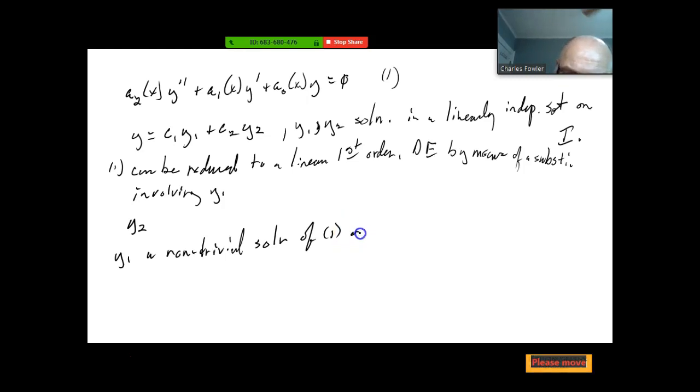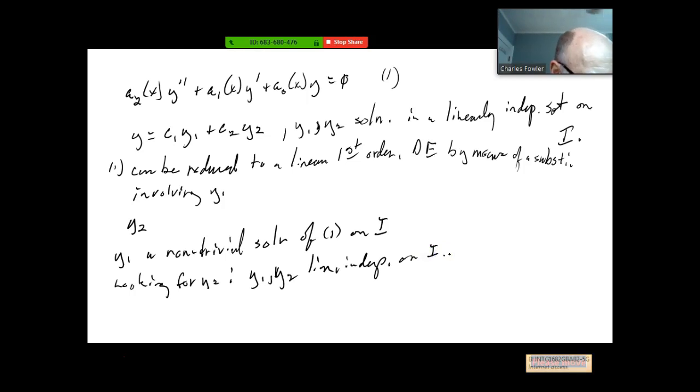On that interval I, we're looking for a second solution y2, so that the set consisting of y1 and y2 is linearly independent on that interval I.